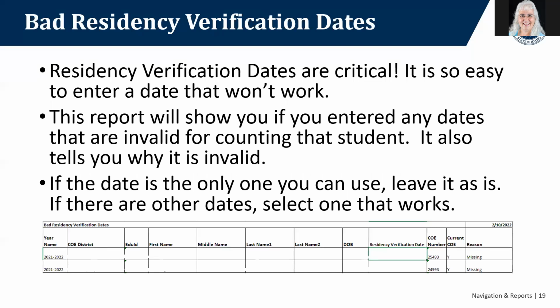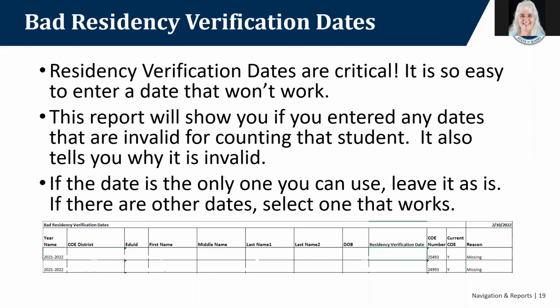Bad residency verification dates. The bad dates report is one of my favorites because it simply makes it easy to see if the dates that you are providing are going to be enough for that student to count as actively migrant during the year. The residency verification dates are critical, and it is so easy to enter a date that won't work. So this report will show you if you entered a date that is invalid for counting that student. It also tells you why it's invalid.